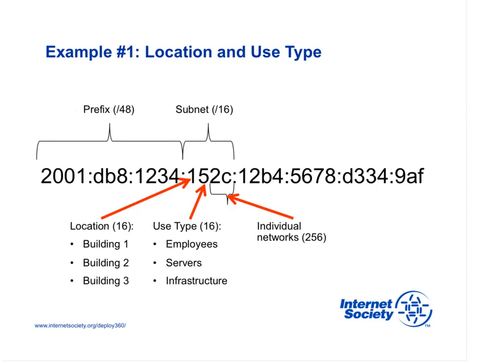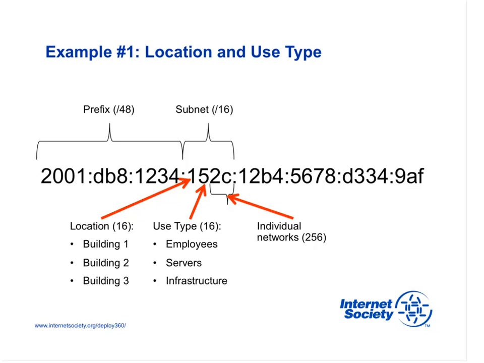Here's one example that you could use. If you were doing location and use type, you could say that the first nibble was going to be a field for the location. So you would come up with some scheme for building 1, 2, 3, or campuses, whatever it may be. Your second nibble might be for the use type. Maybe it's employees, servers, infrastructure, whatever it may be. And then the last 2 nibbles might be for the individual networks.